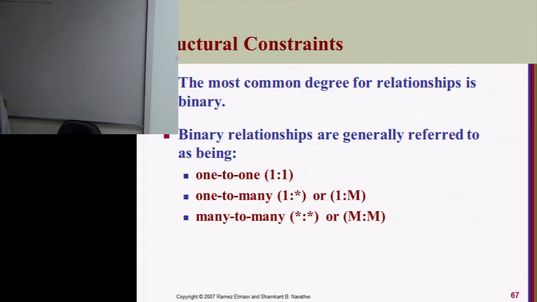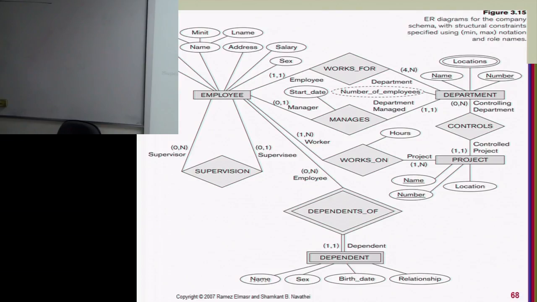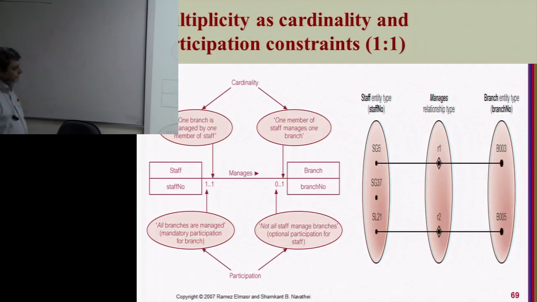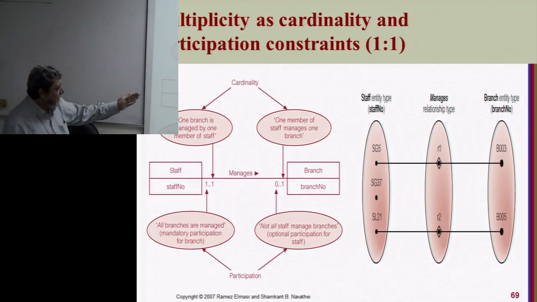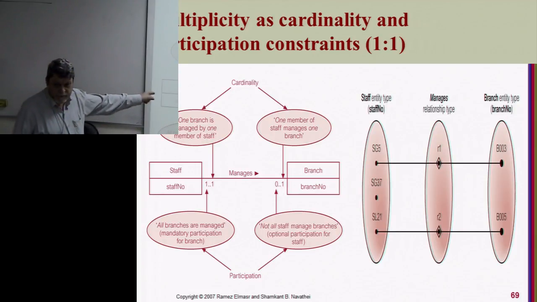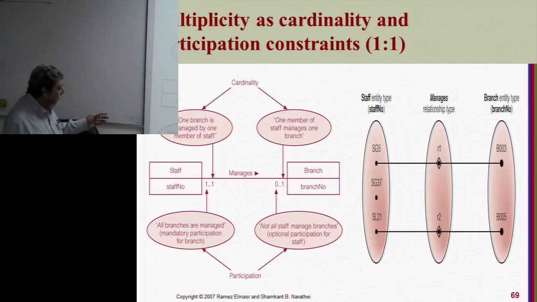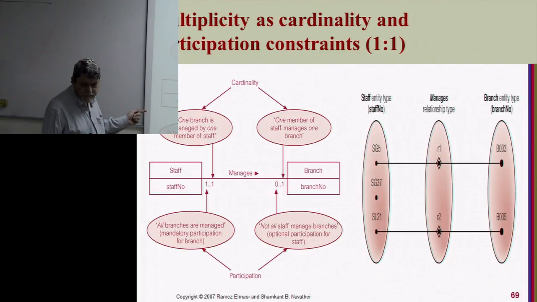We also knew before that the relationship type is one-to-one, one-to-many, many-to-many. So let's have some examples to mix both together, to see examples of having one-to-one, and how it relates to the multiplicity. Here is an example, and in this example we have what? Staff managed branch. Look at the participation and the cardinality, the multiplicity, the numbers.